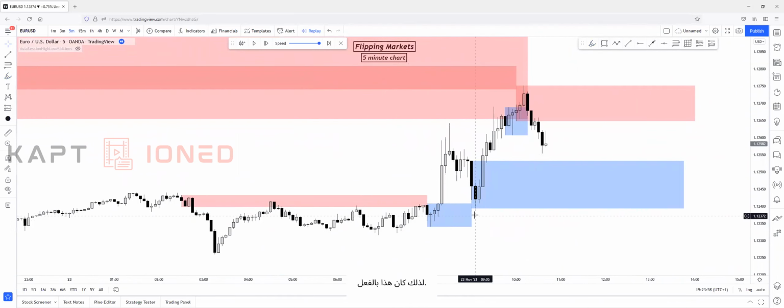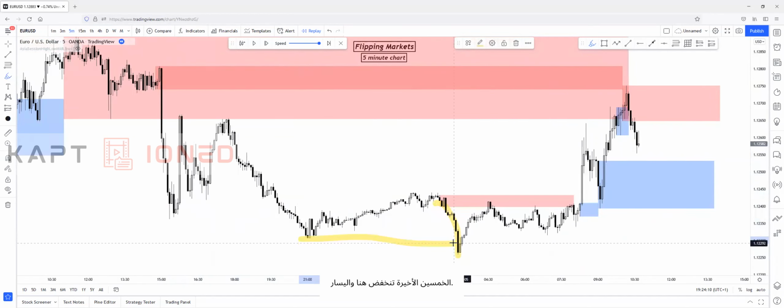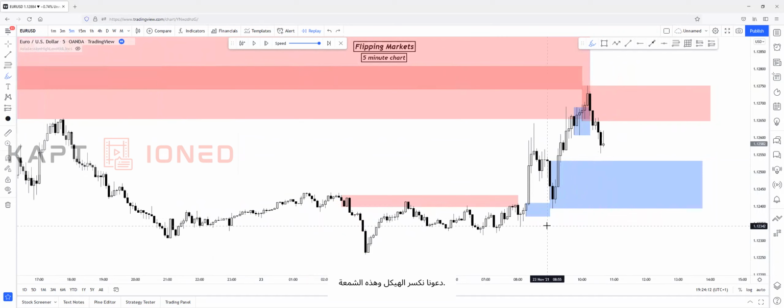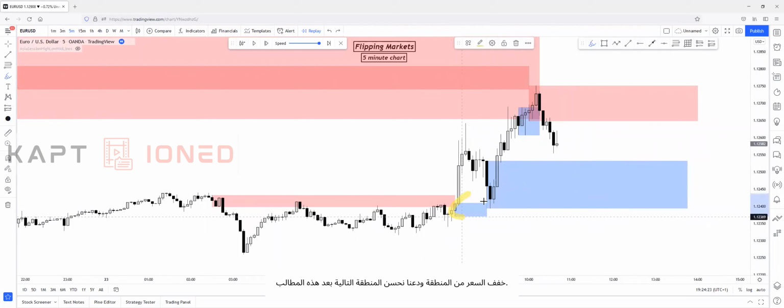So this zone has been already mitigated, and this is the refinement of that zone, because the inefficient push came into the market from this candle, as you can see, and this was the last 15-minute supply zone that created the last 15-minute low here and the last break of structure. And this candle, as you can see, flipped that 15-minute supply zone. So this is a really strong zone. Okay, price mitigated this zone, and let's refine the next zone after this demand zone.